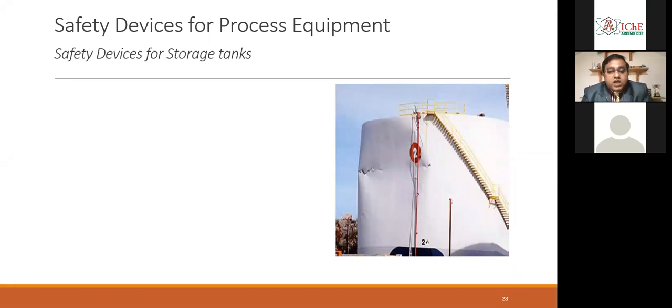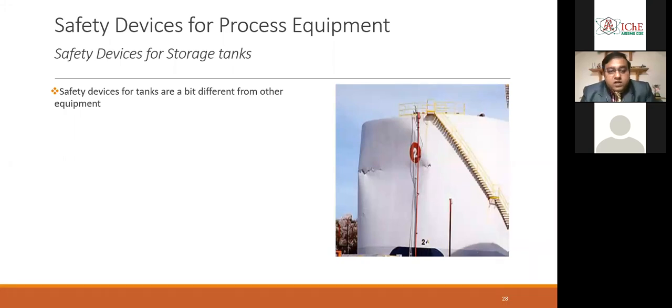So storage tanks, in this picture you can see there is a dent in the tank. It is not because of some external thing hitting it or anything. It is because you took the fluid out of the tank and it just got dented from inside.